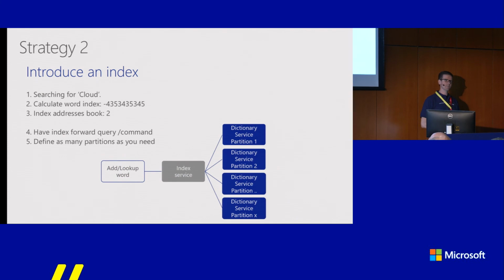If you translate this concept to Service Fabric terms, you will introduce an indexing service. And whenever you're searching for the word cloud, you calculate some kind of index. This index will point you to a book, and you can already see that the number of partitions of books you can utilize here is now a variable number. So you can use one book, 26 books, but also 1,000 books. So using this strategy, the number of partitions is a variable again.